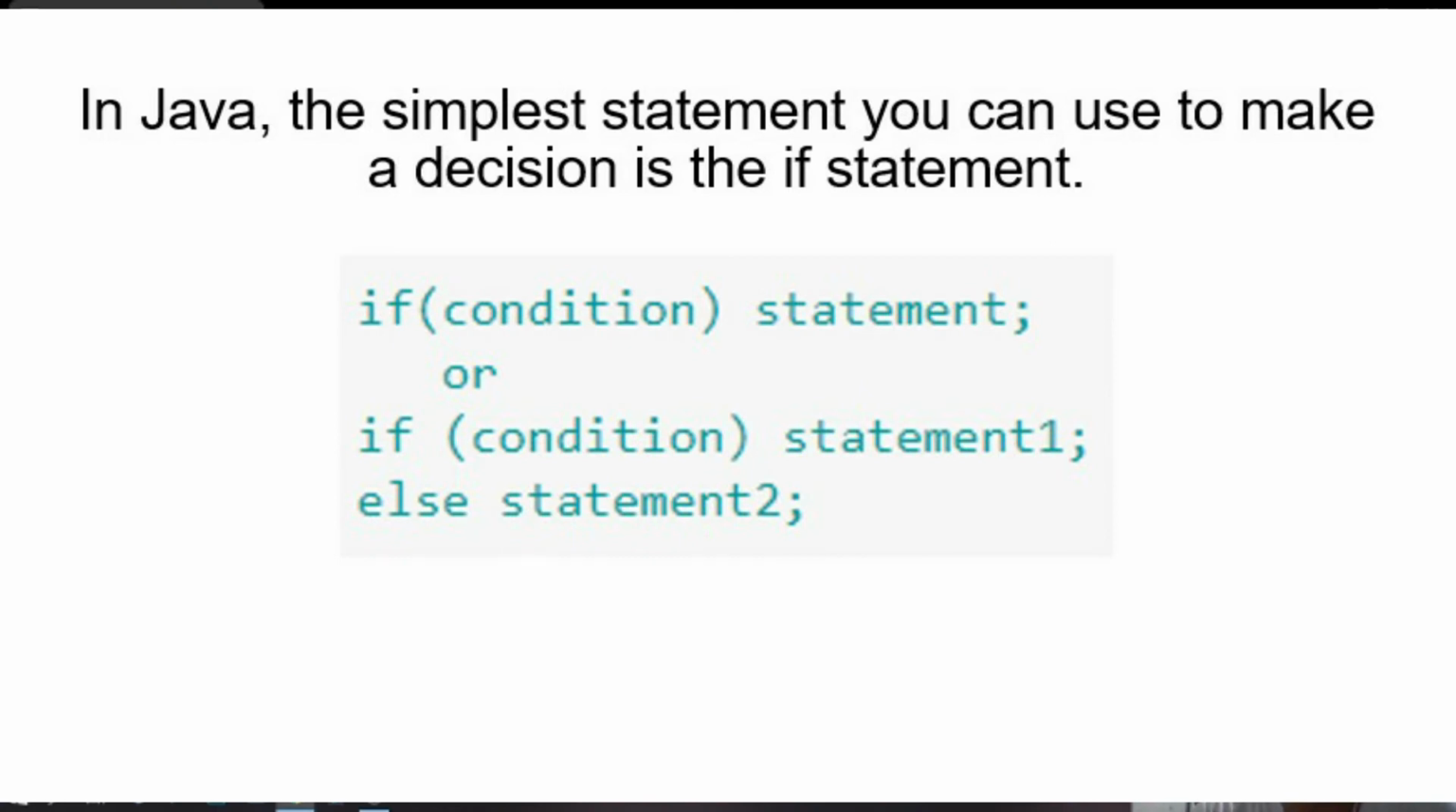In Java, the simplest statement that you can use to make a decision is the if statement. If, then open and close parentheses, and inside the parentheses is the condition or the expression. If the condition is true, then the statement 1 will be executed. But if it is false, then the else statement, or statement 2, will be the one executed.